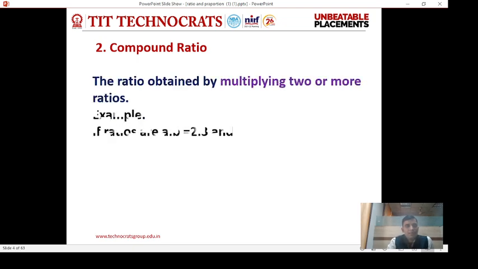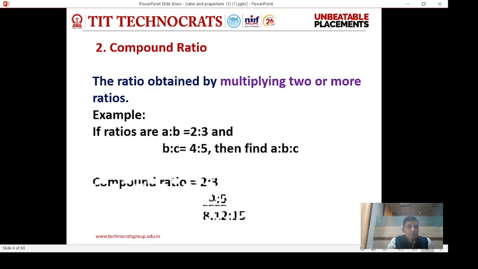Okay, guys. The ratio obtained by multiplying two or more ratios is called compound ratio. For example, if the ratios A and B are 2 ratio 3 and B and C are 4 ratio 5, then find the value of A, B, C. So what is the method to solve this question, guys?